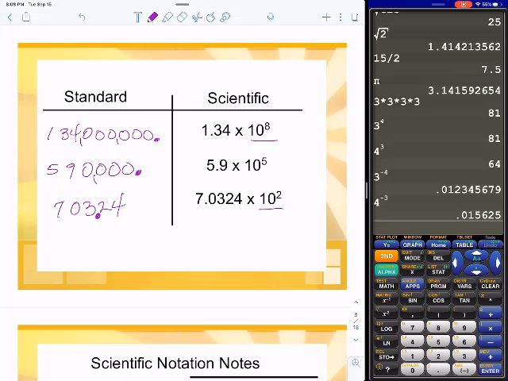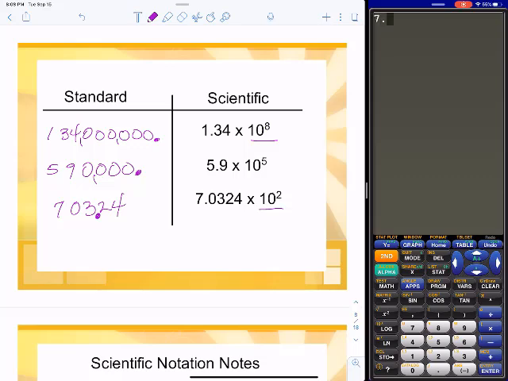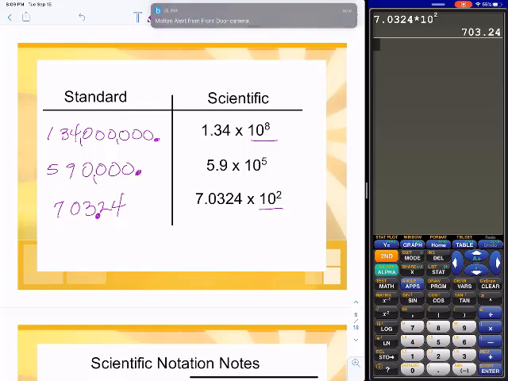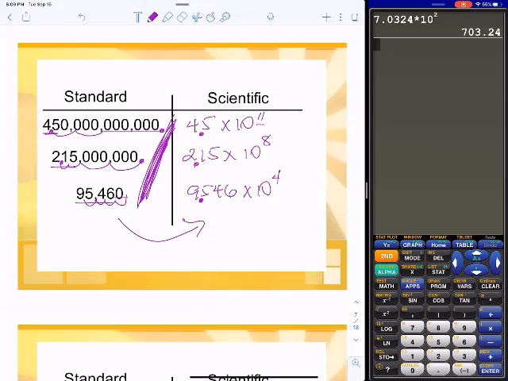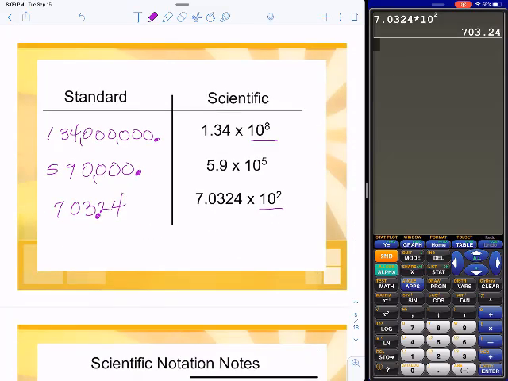Okay, so it's just kind of a crazy one where we don't move it all the way to the end. We just move it 2 places, and that's it. We've got to do what it says, because that says I'm going to multiply the number by 2 10s. So if I actually did that on the calculator, I would have 7.0324 times 10 squared. We end up with that same exact answer, because all that times 10 squared does is multiply it by 10 2 times. Okay, so it moves the decimal 2 places. So that's how we change a standard notation number into scientific notation. That's all there is to it.